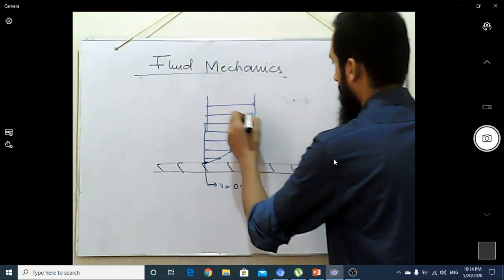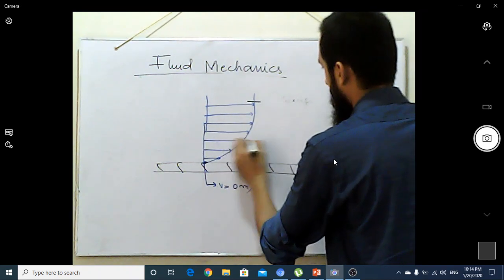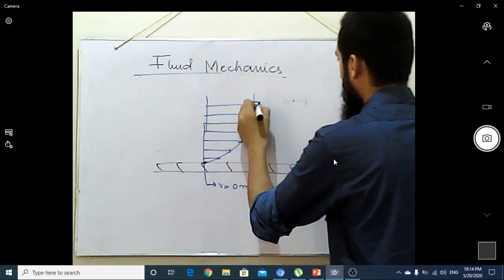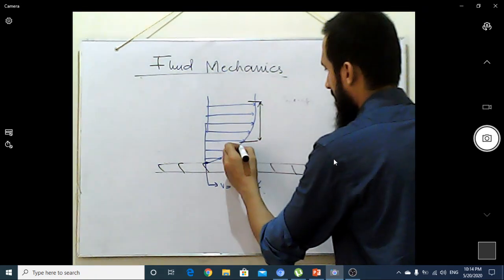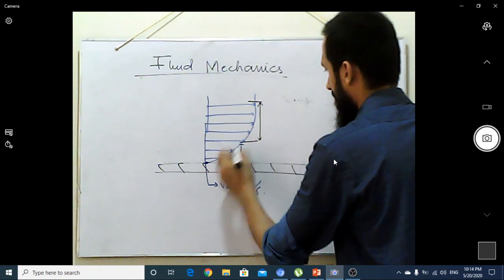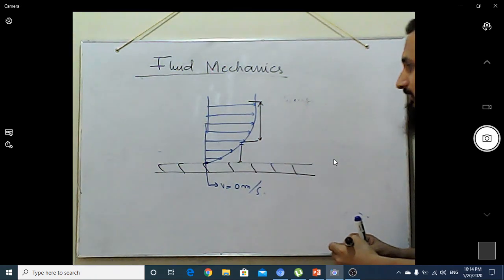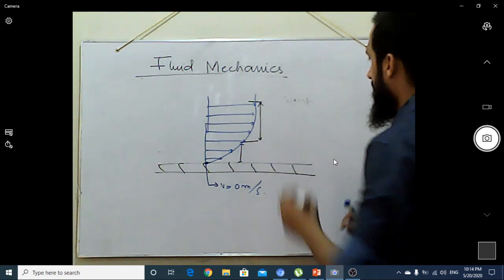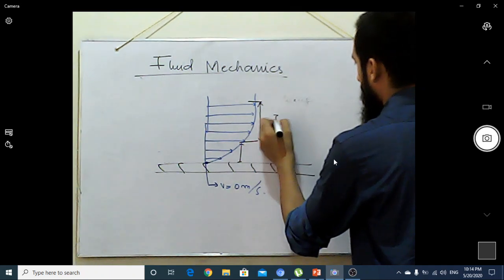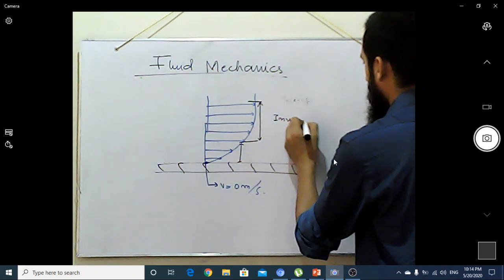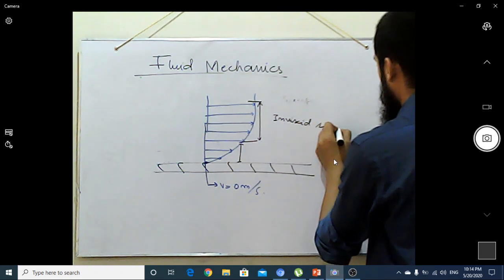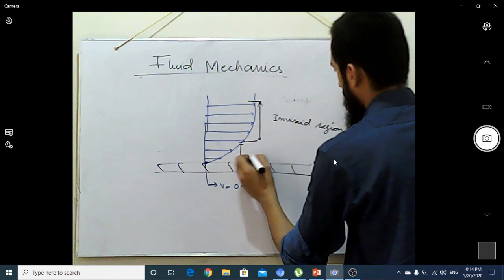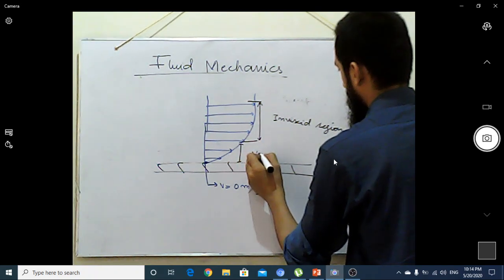If we differentiate from this part to this part, the velocity gradient is not much greater, you can see. And here the velocity change along the vertical direction is much greater in amount. So we can say that there are two regions. One is the inviscid region, and the second is the viscous flow.